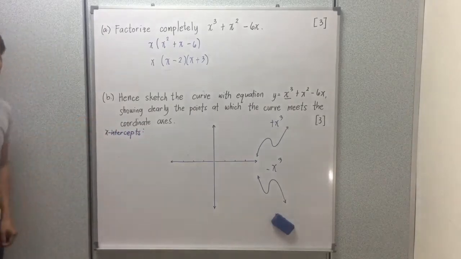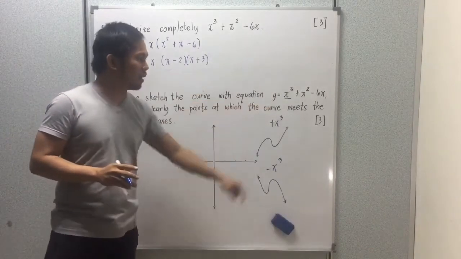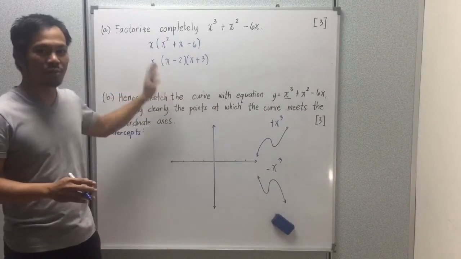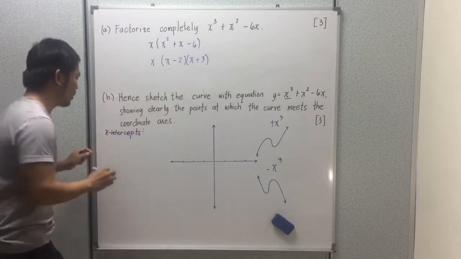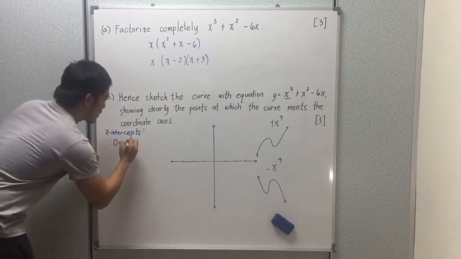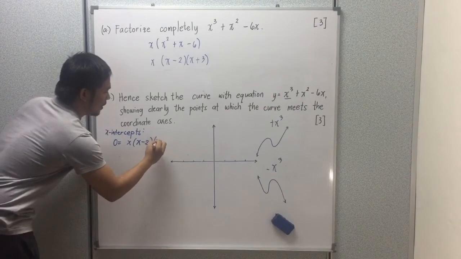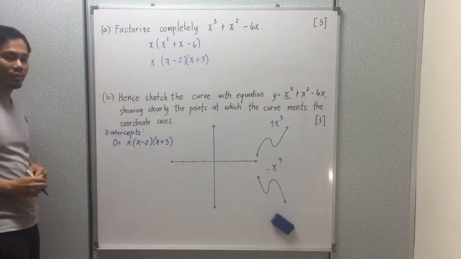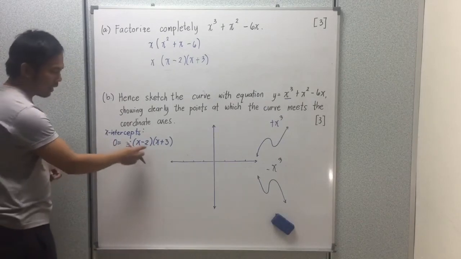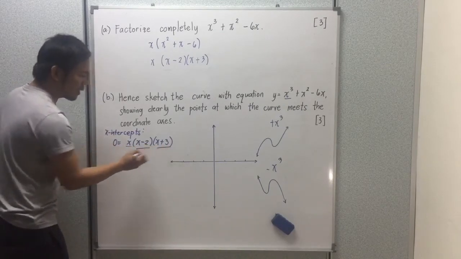So let's look for the x-intercepts first. How do we look for x-intercepts? We make y equal to 0. But remember, I can change this into this form and use my answers in letter A. So it will become 0 equals x bracket x minus 2 bracket x plus 3. Thus, I'll have 3 solutions: x is equal to 0, x minus 2 is equal to 0, x plus 3 is equal to 0.